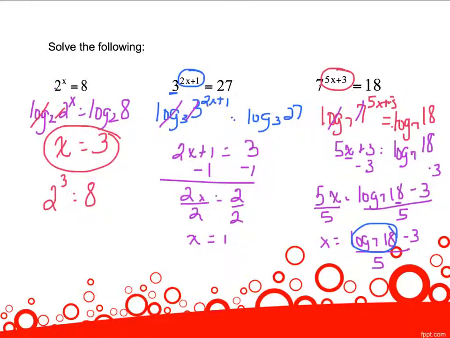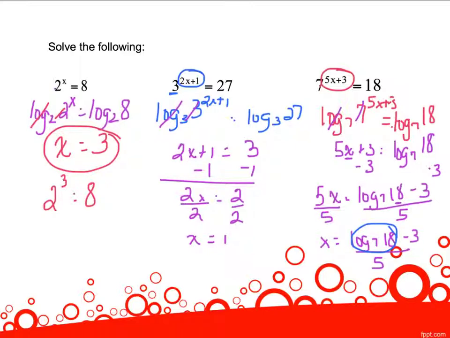So we would do the log of 18 divided by the log of 7. Now you might want to go ahead and push enter at this point in your calculator, and that's going to give you 1.485 and other decimal places, but out to 3 decimal places, that's where we're at.